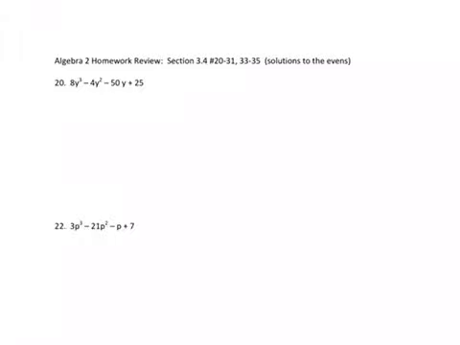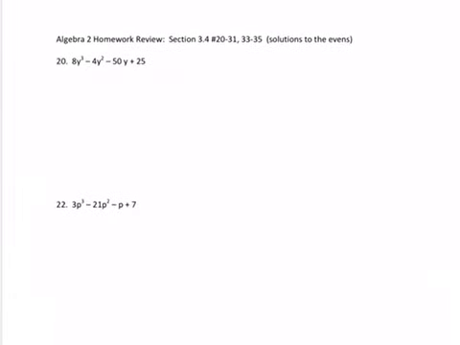So let's look at the homework solutions. If I'm going too fast, you can always hit pause and slow this down if I get going too quickly. But this first problem, number 20, is a 4-term polynomial. The way we're going to factor those is by grouping. So I'm going to group the first two terms together.